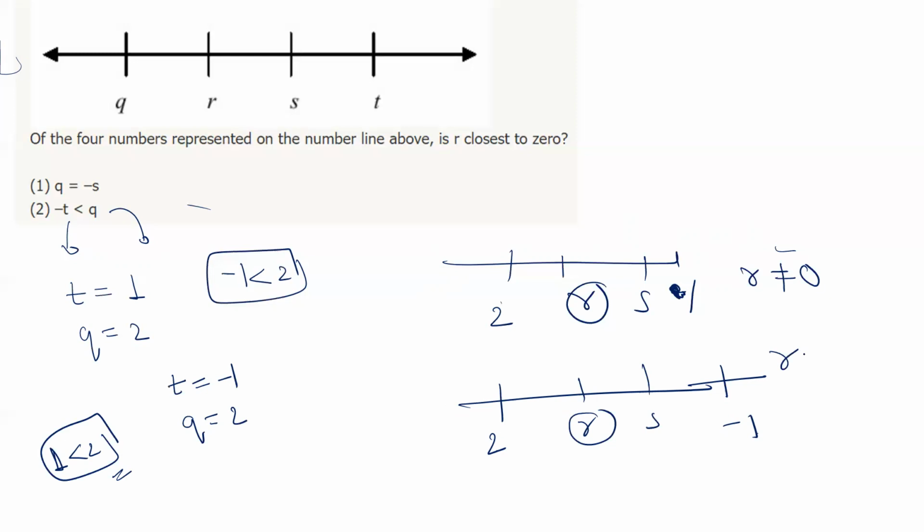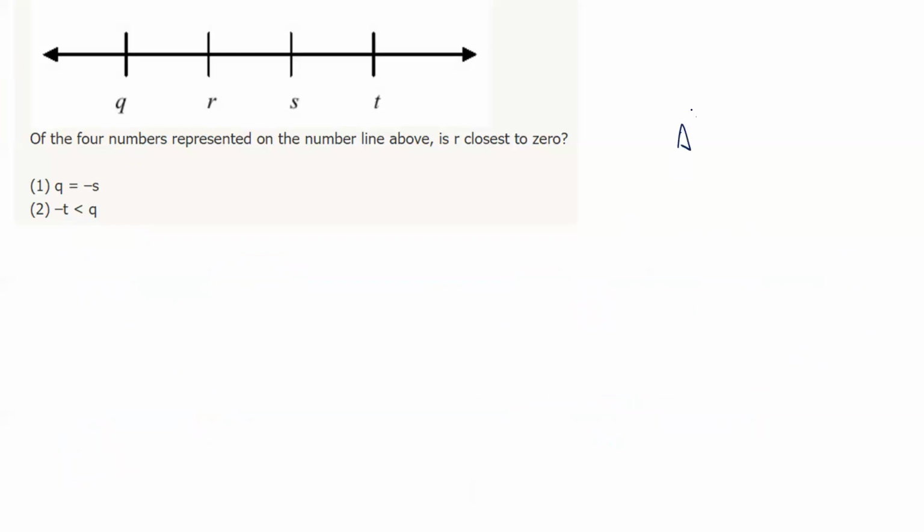So R can be equal to 0. That means you can see there will be a partial no and a partial yes. It clearly indicates statement number 2 is not sufficient to give the answer. Option A, that means statement number 1 alone is sufficient to give the answer. Statement number 2 is not required at all. Option A will be correct. Only statement 1 is sufficient to give the answer.